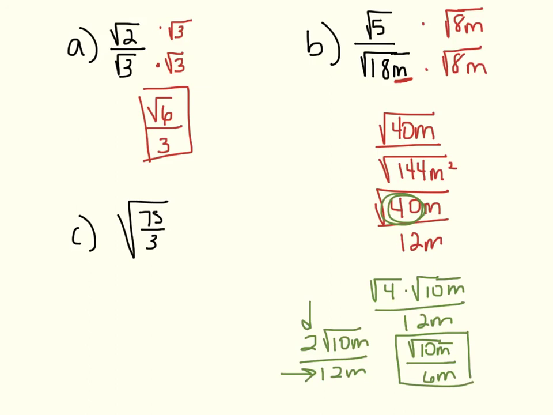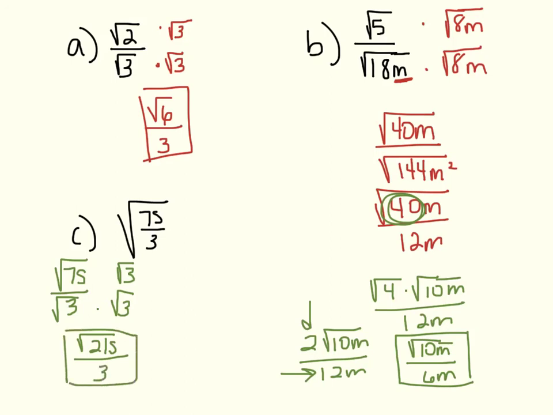And C. I'm going to break this up into the square root of 7s divided by the square root of 3. I'm going to multiply the top and bottom by the square root of 3. That gives me the square root of 21s divided by the square root of 9. The square root of 9 would just be 3. Once again, I cannot simplify 21 divided by 3 because one's inside a square root, one is not.